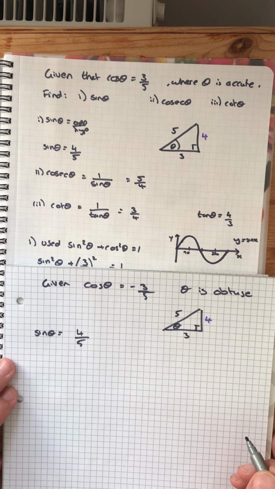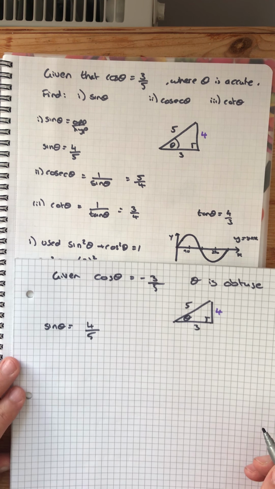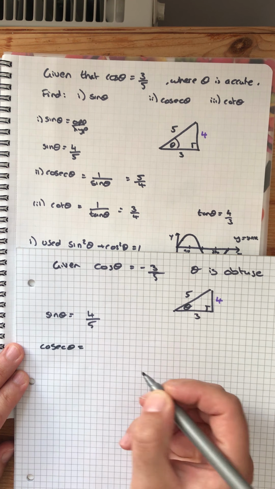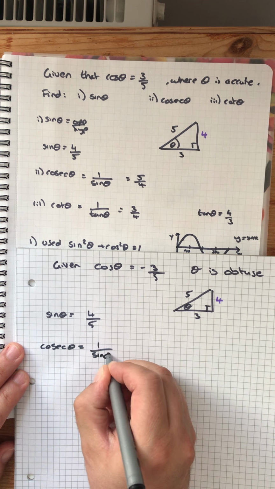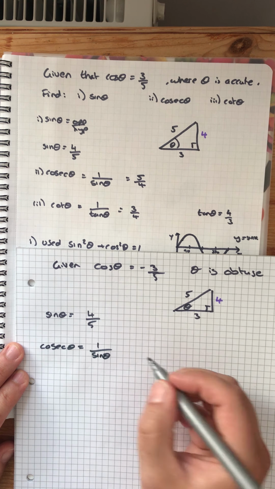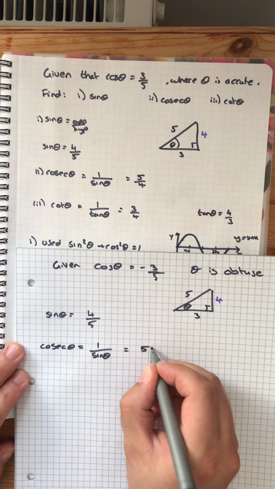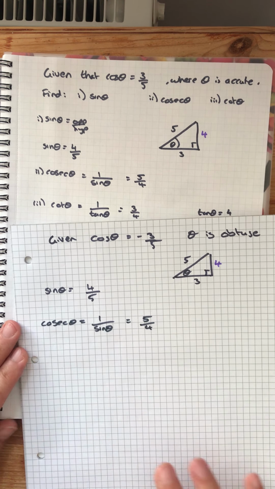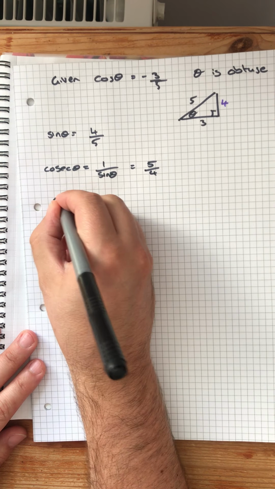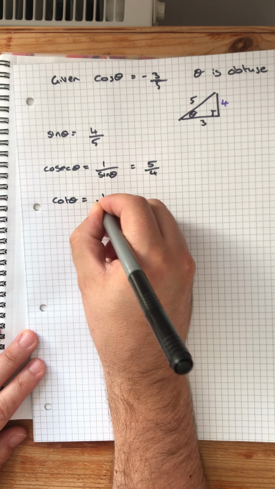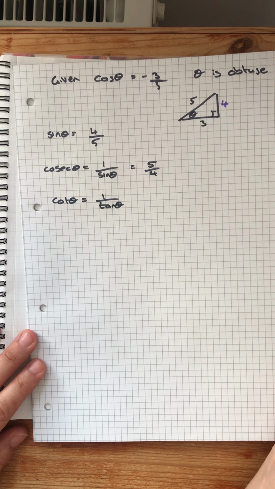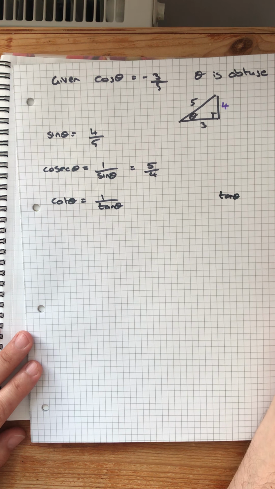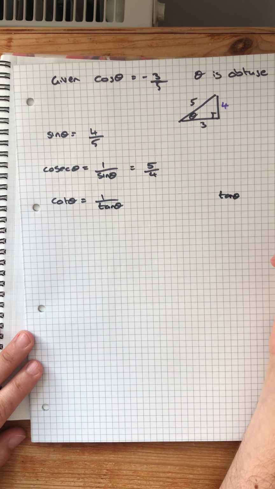If I was then going to work out what cosec theta is, then that's going to be 1 over sine theta. Now, sine theta is 4/5. That means that cosec is going to be 5/4. But I was asking you to do cot theta. That's going to be 1 over tan theta. So tan theta is opposite over adjacent, so 4/3.